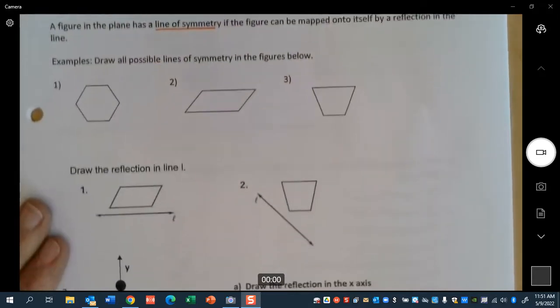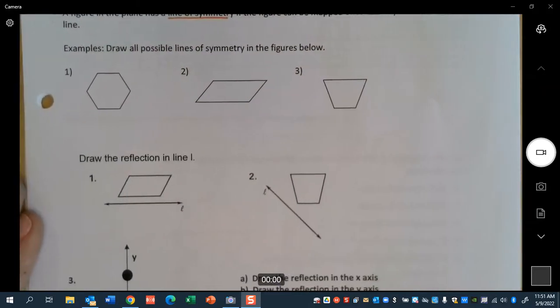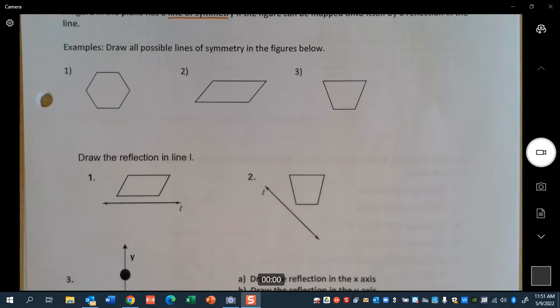All right, so what we want to do is take a look at all these shapes, and draw all possible lines of symmetry in the shapes below. Talk about it with your friends. Go.